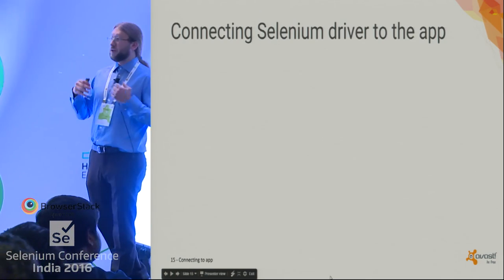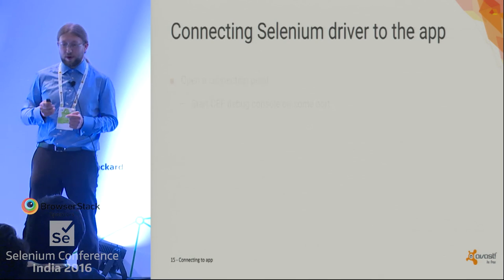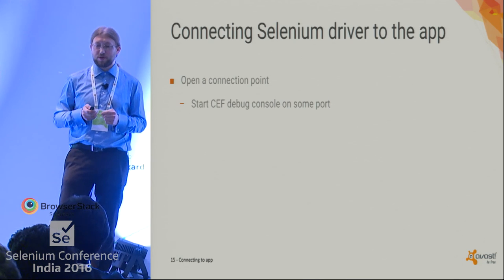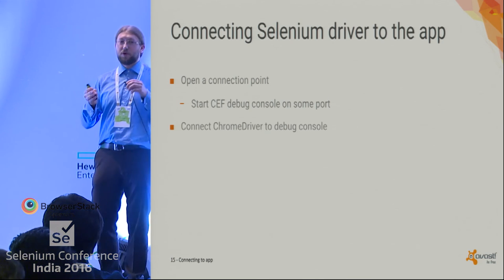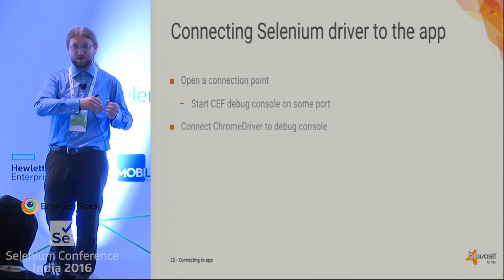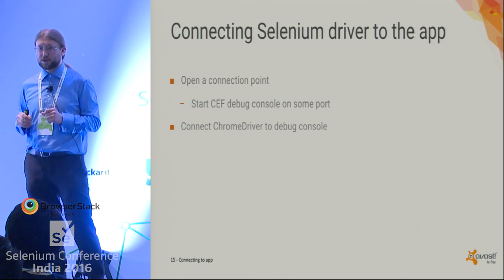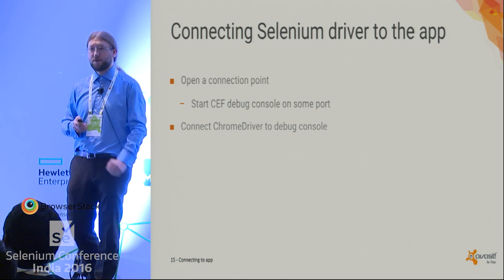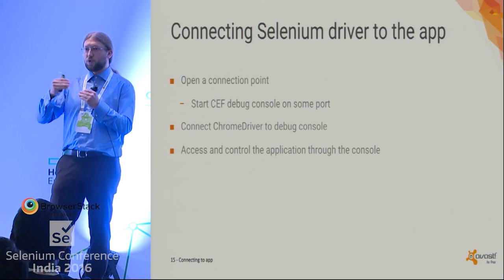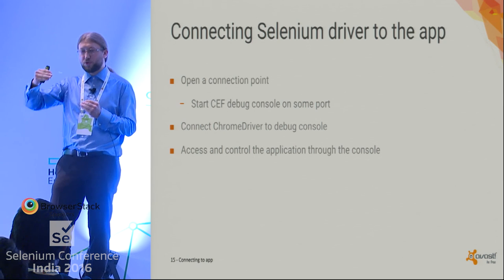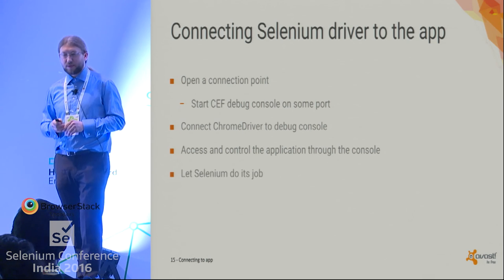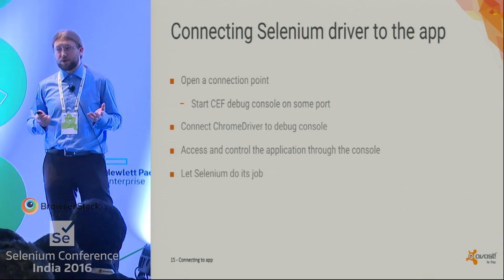So how do we connect the driver to the application? Well, we need to have the console up and running and connected to the application. And then what we will do, we will not actually connect directly to our application, but we will be connecting to the debugging console, which, as we just saw, provides us access to our application. We will be able to control the application through the driver, through the console, and then to the actual site that is rendered there. And now we can just let Selenium do its job.